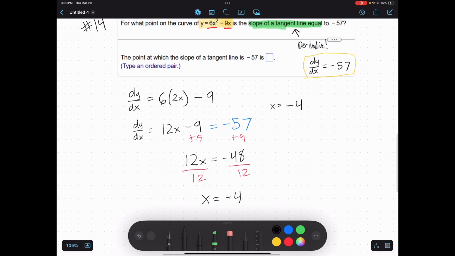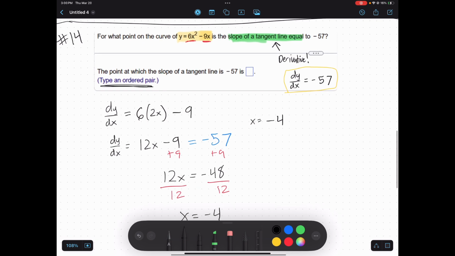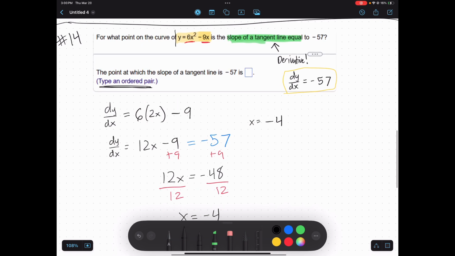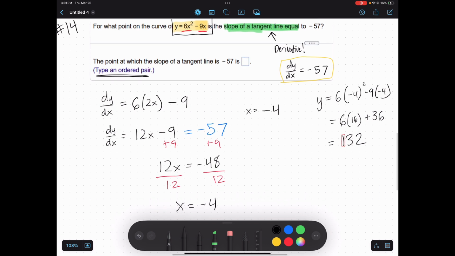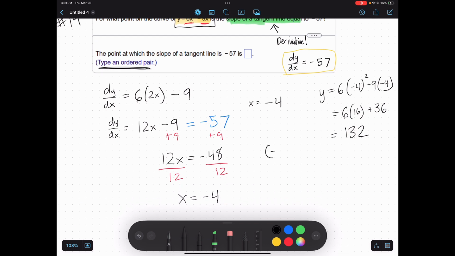Now you'll notice that the answer wants an ordered pair, so I do need to find what the y value is. How do I do that? I can come back up here to my function and plug in negative 4. So y is equal to 6 times negative 4 squared minus 9 times negative 4. And I'm left with 6 times 16 plus 36. 9 times 4 is 36, and it's a positive now because the 2 negatives canceled. And I get 132. And so there's the y value. So there's my coordinate point. My x value is negative 4, and my y value is 132. And there's my answer. That's what I would plug in.